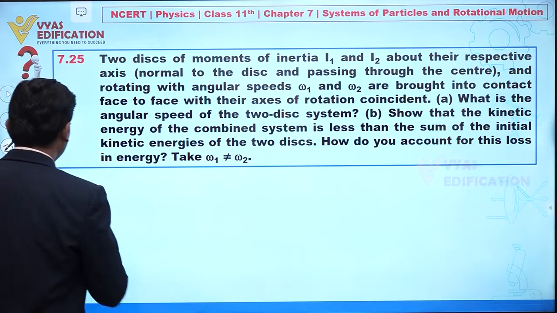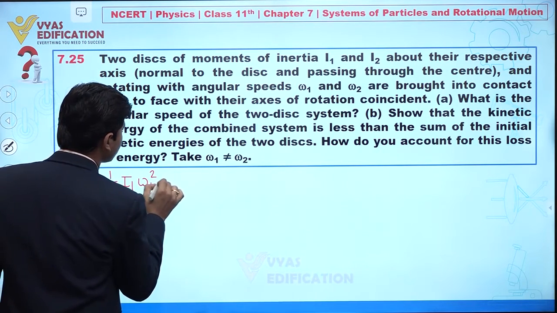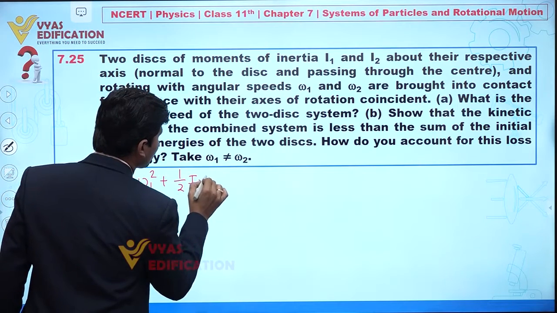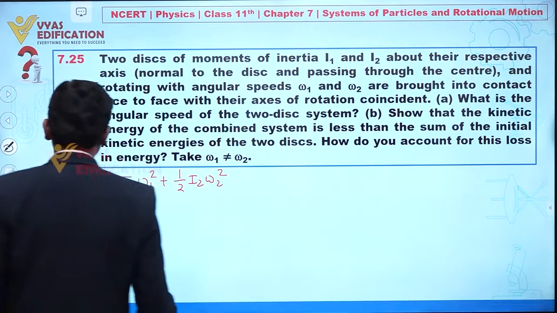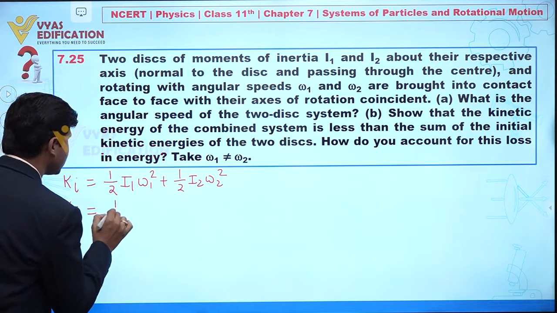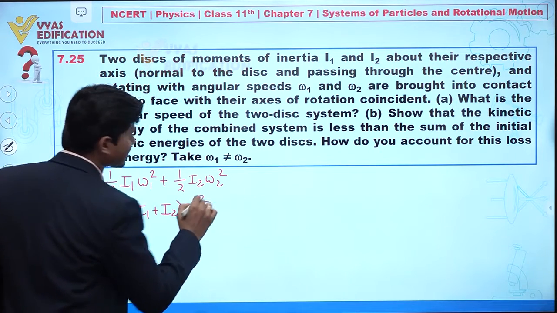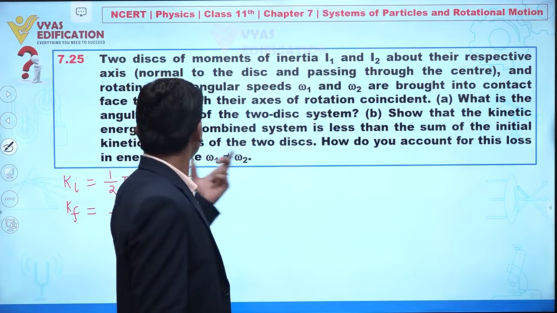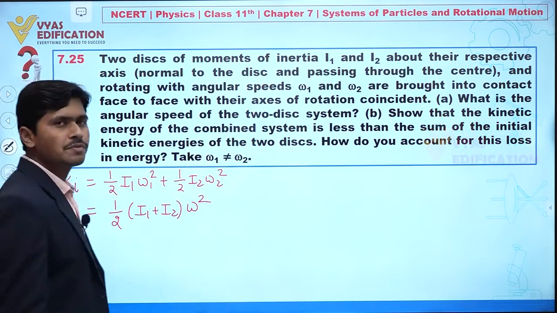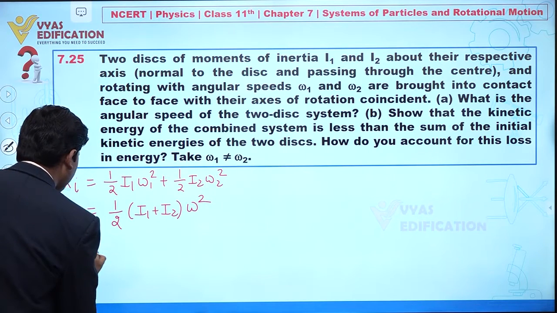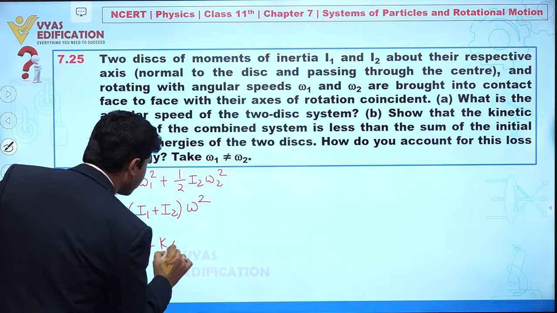Now listen carefully. Initial kinetic energy is equal to half of I1 omega 1 square plus half of I2 omega 2 square. Final kinetic energy is given by half of I1 plus I2, times omega square. In this question, the kinetic energy of the combined system is less than the sum of the initial kinetic energies of the two discs, which means we can find the loss in kinetic energy, given by K initial minus K final.